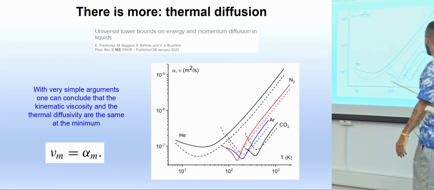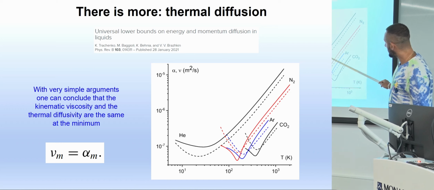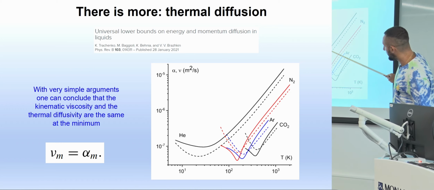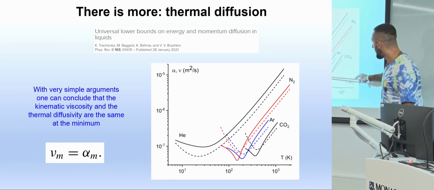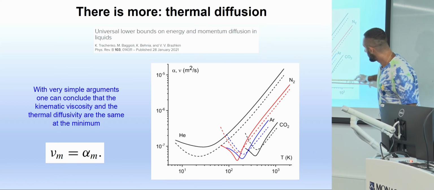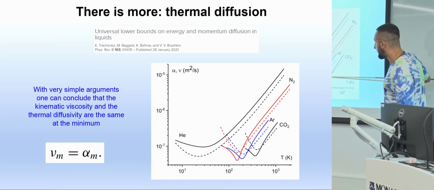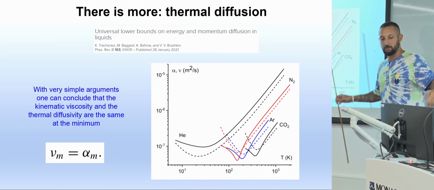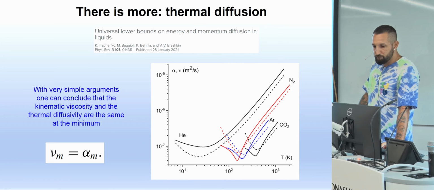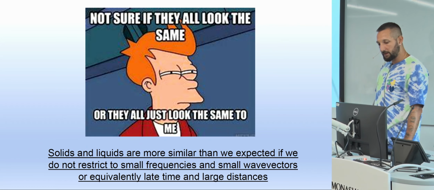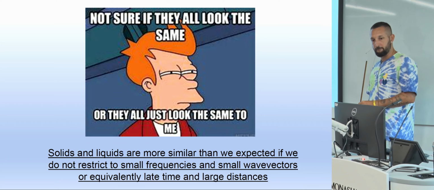And here you see the data. These are experimental data for 3 different systems. I don't remember which one is the viscosity and which one is the thermal diffusivity, but the dash is one and the other is the other. And you can see that at the minimum, all the systems are very, very close to each other. So this is also quite a suggestive case. And yeah, this is just to conclude.